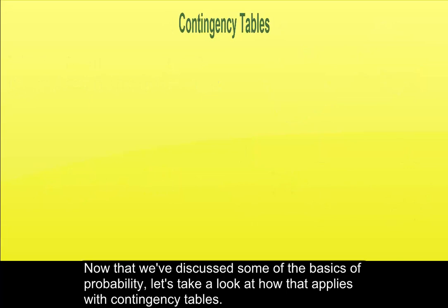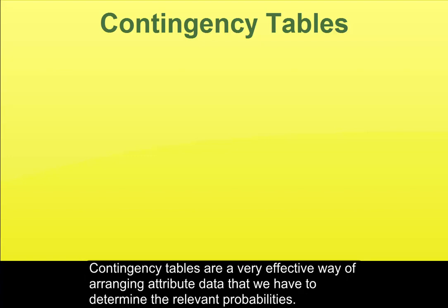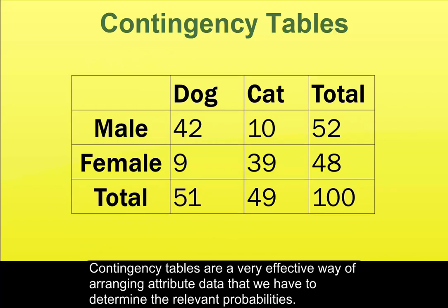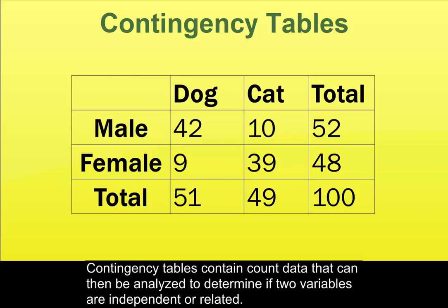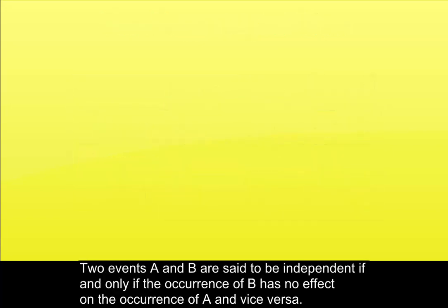So now that we've discussed some of the basics of probability, let's take a look at how that applies with contingency tables. And contingency tables are a very effective way of arranging attribute data that we have to determine the relevant probabilities. Contingency tables contain count data that can then be analyzed to determine if 2 variables are independent or related. 2 events A and B are said to be independent if and only if the occurrence of B has no effect on the occurrence of A and vice versa.